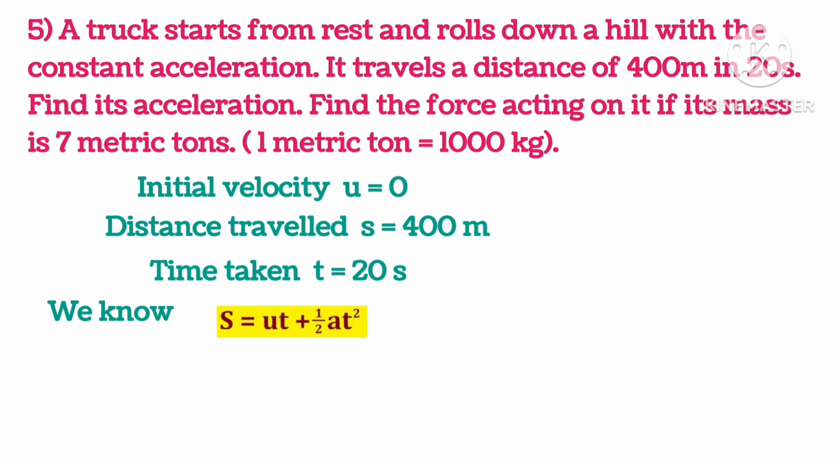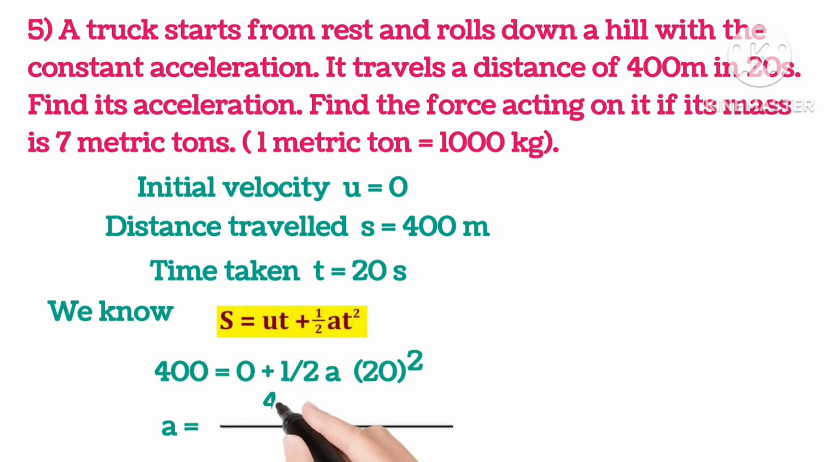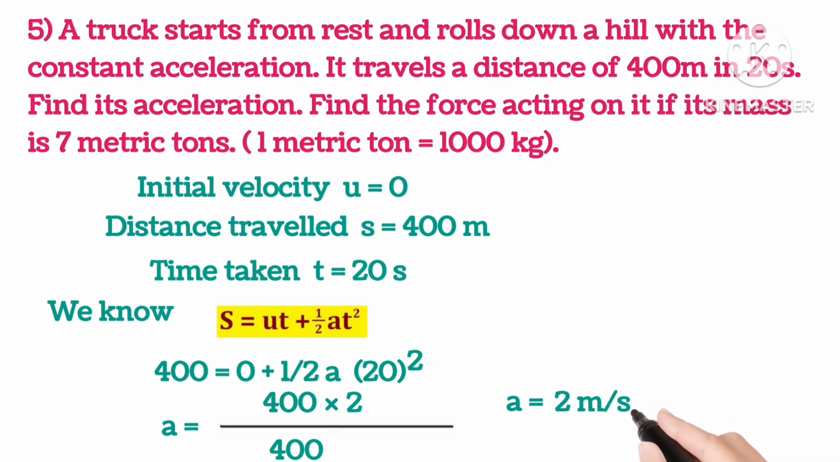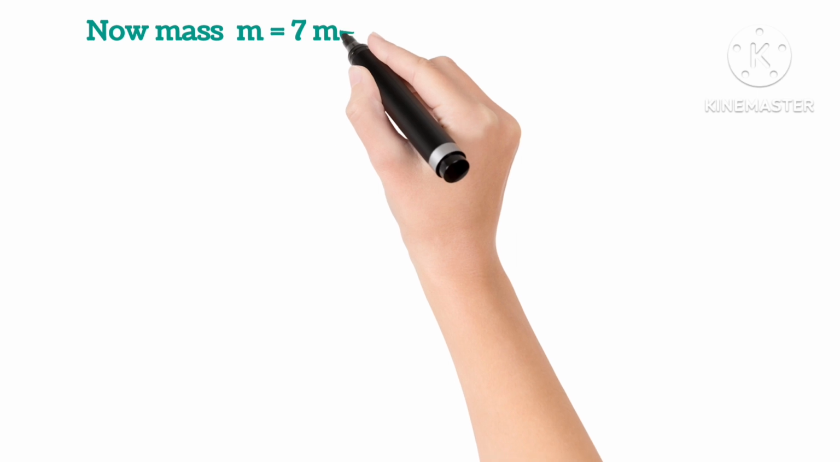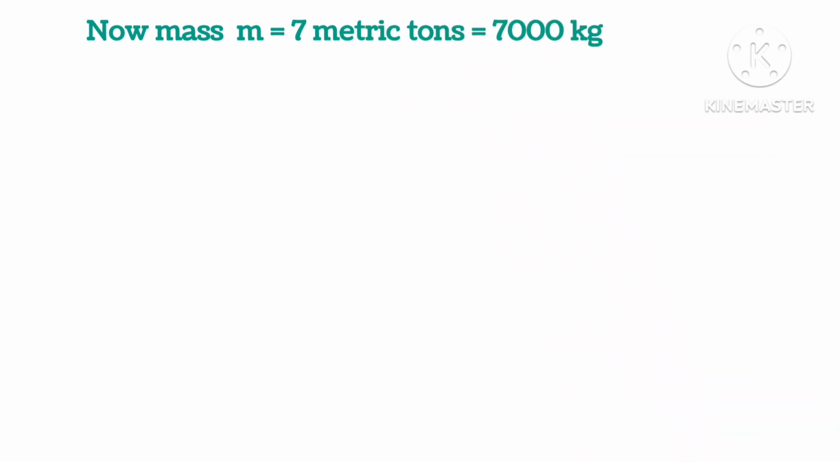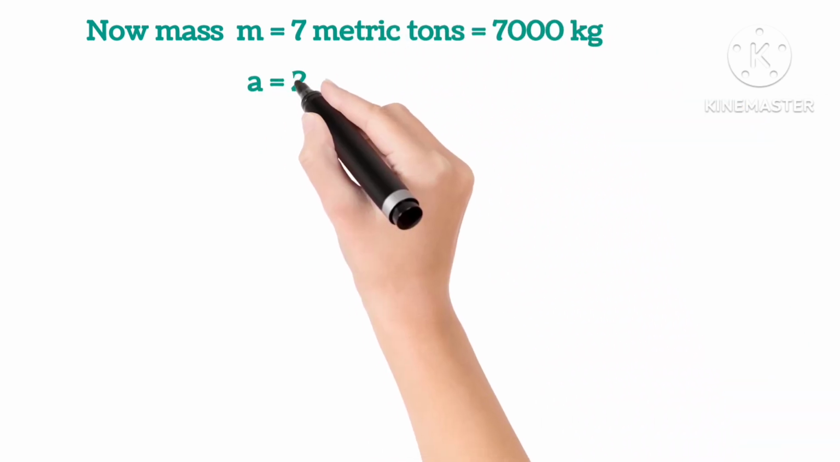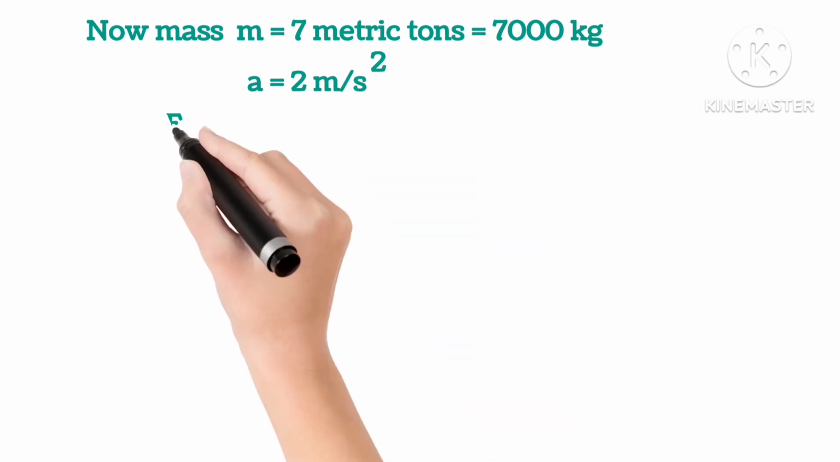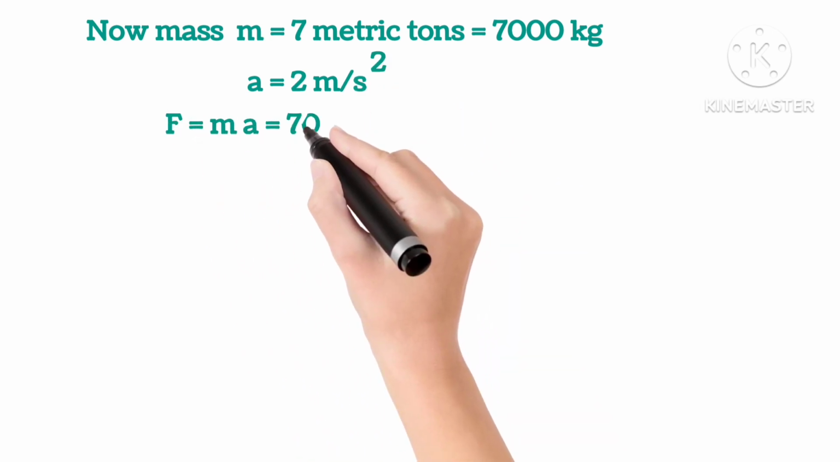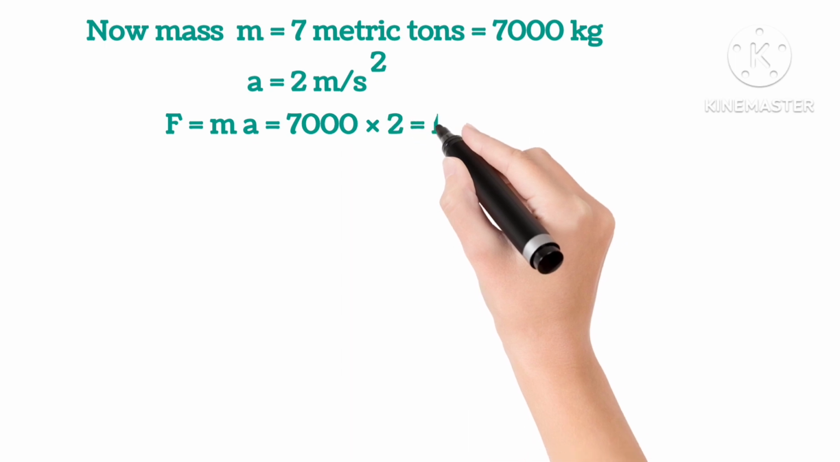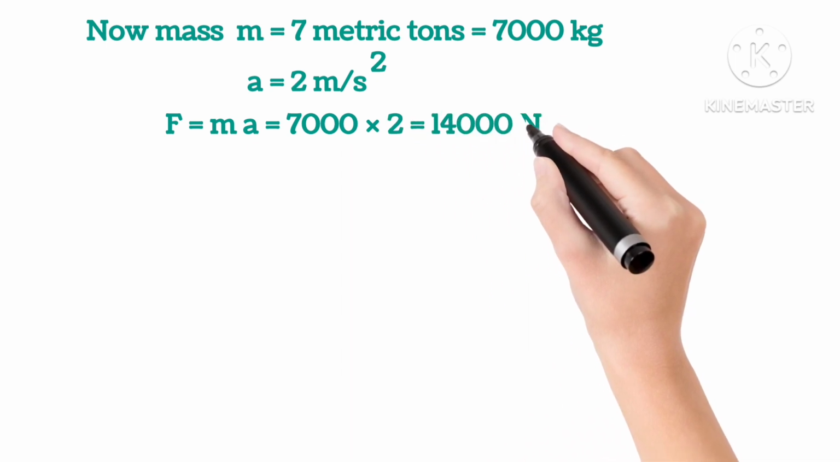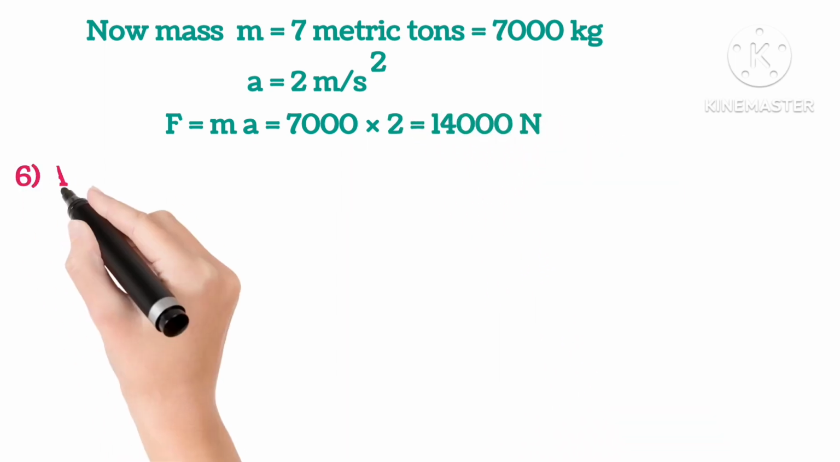We know that S is equal to ut plus half at square. So putting the values, we get acceleration is equal to 400 multiplied by 2 upon 400, that is 2 meter per second square. Now mass is 7 metric tons, which is equal to 7000 kg. So acceleration here is 2. Putting the values in force is equal to mass into acceleration, we get force 14,000 newtons.